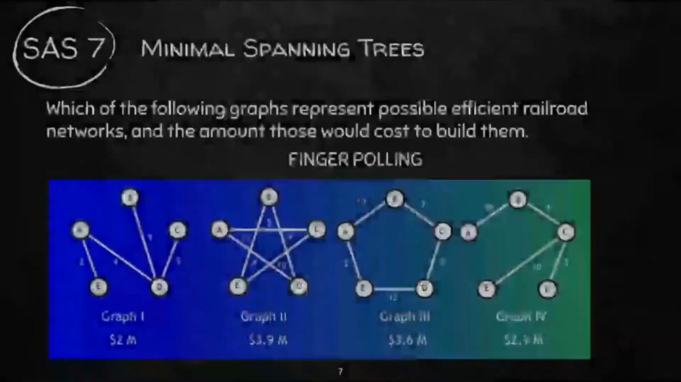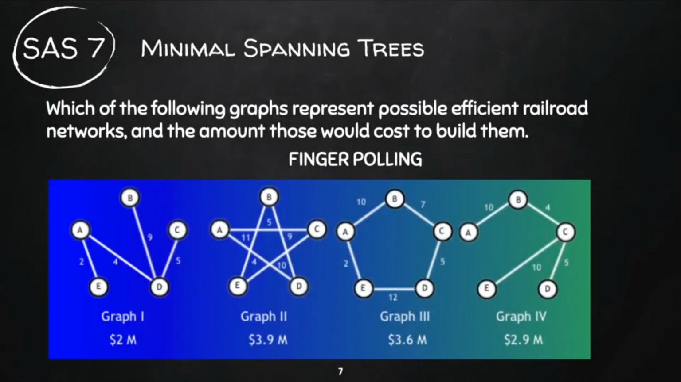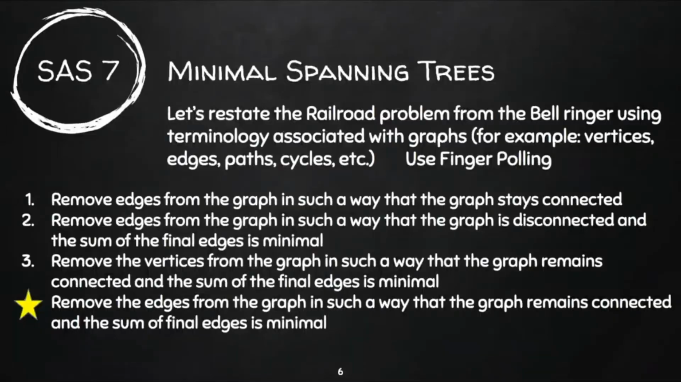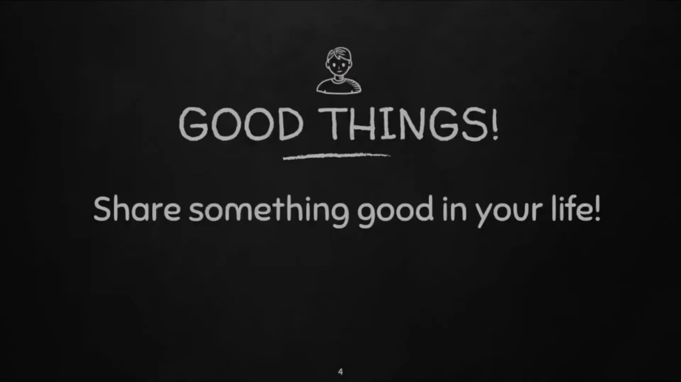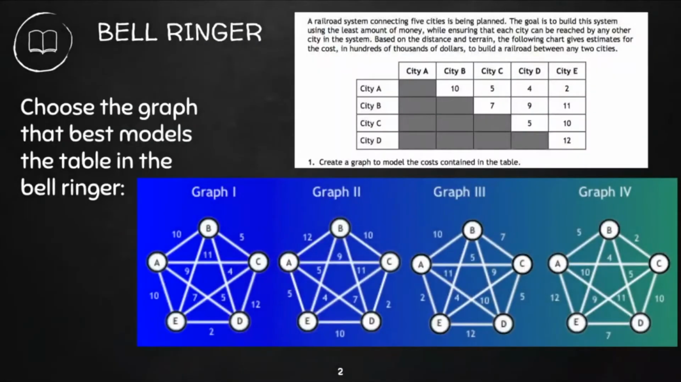All right. Which of the following graphs represents the possible efficient railroad networks and the amount those would cost to build them? Okay, so this is a little more difficult. We'd have to go back to the problem itself and see which one works. What would be the minimal spanning tree? Remember, graph 3 is correct. They all have to remain connected. Now, how do we do that? I'm not sure, but it probably has something to do with using the lowest values possible, right, and still remaining connected. Let's see what it looks like.